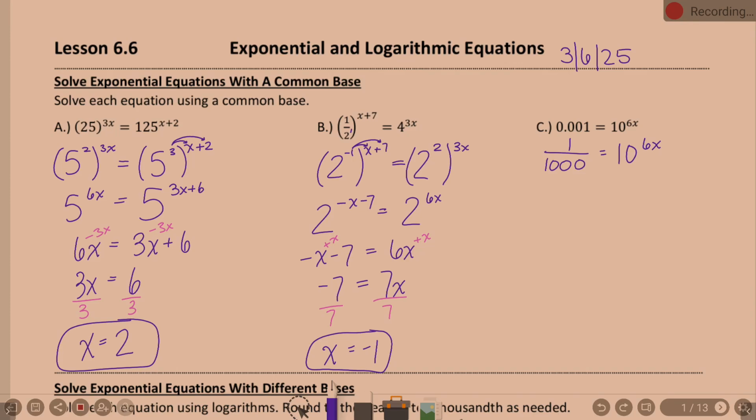A 1 with 3 zeros is 10 to the third power, right? That's stored away deep down in your memory somewhere. I know you guys know. So this is 1 over 10 to the third. Does that work for us? Are we going to be able to make this happen? Yeah. What do we know about 1 over 10 to the third? It's going to be a negative, right? So this is 10 to the negative third equals 10 to the 6x.